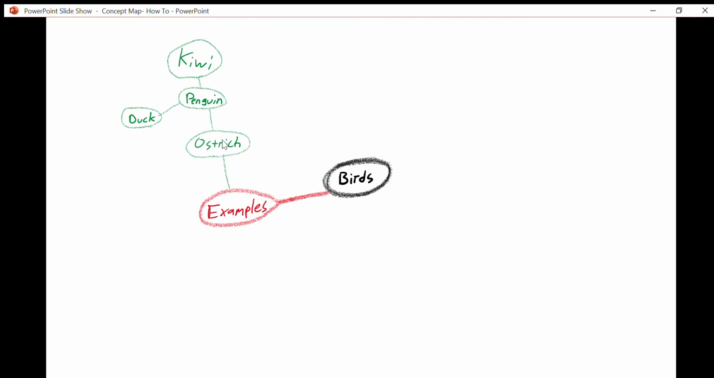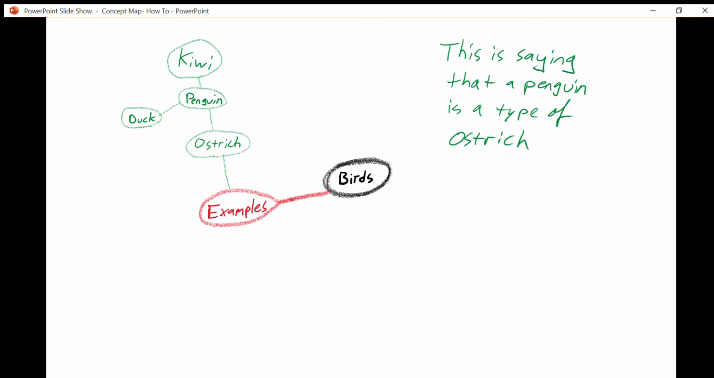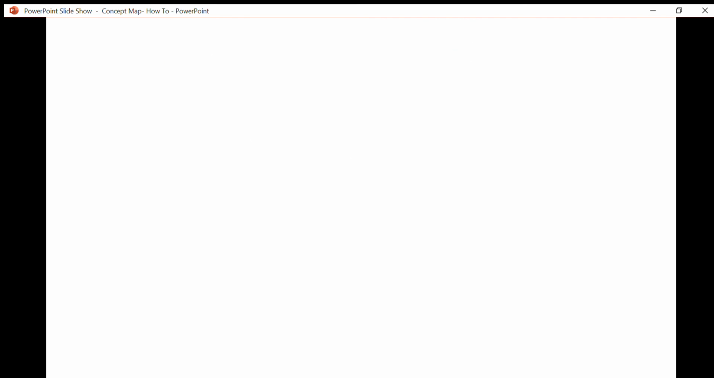That's incorrect. Okay, that is not how I would draw a concept map. I'm not showing the proper relationship between these ideas. Okay, if I wanted to show the proper relationship, I'd have to draw a separate line from examples to penguin, from examples to duck, and from examples to kiwi. Okay, so I couldn't do this because this is incorrect. This is saying penguins are types of ostriches. Okay, and that's not what we want because that's not correct. Okay, so let's go for another example of what not to do.